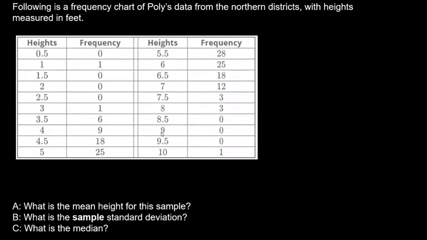Going forward, it's going to be the same thing for this chart. So this is question 2. Following is a frequency chart. This time it should say, I have Polly's written here, but really I think this is Digit's data.